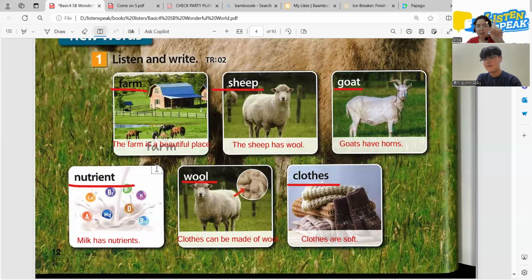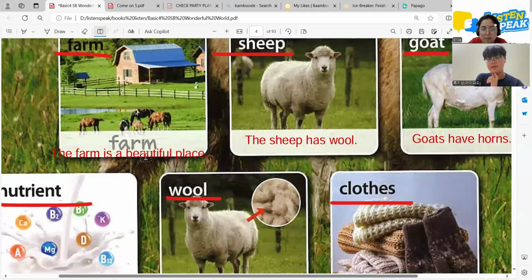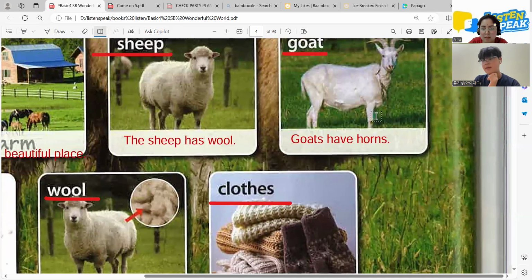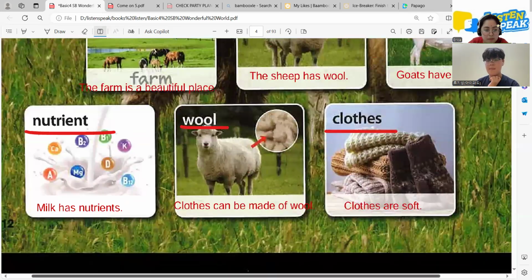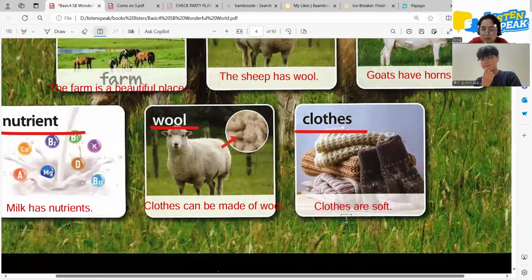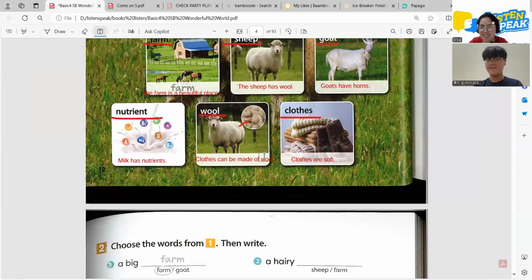All right. Can you please read again the sentences? The first one: The farm is a beautiful place. The sheep has wool. Goat has horns. Milk has nutrients. Clothes can be made of wool. Clothes are soft. Okay, so thank you very much, Jisung.